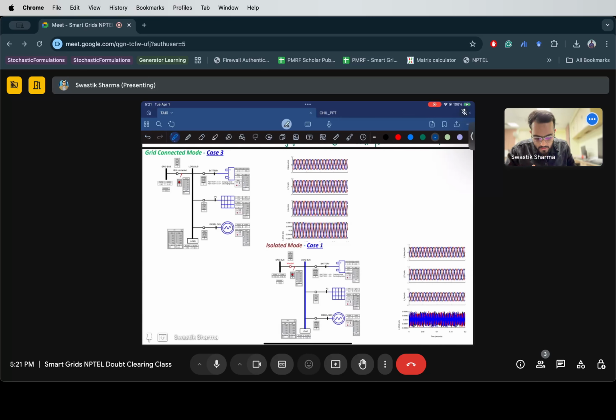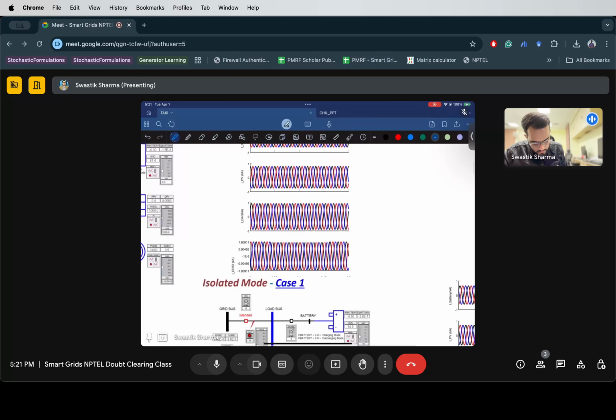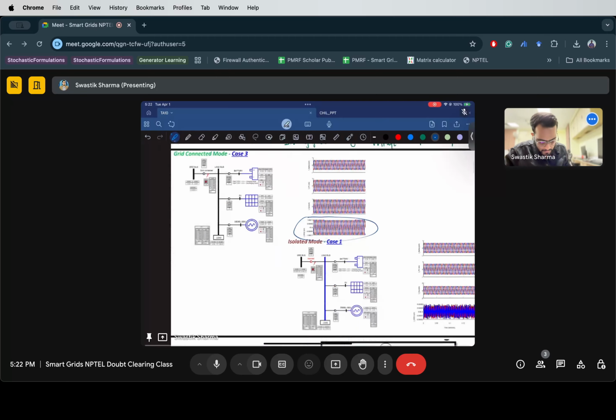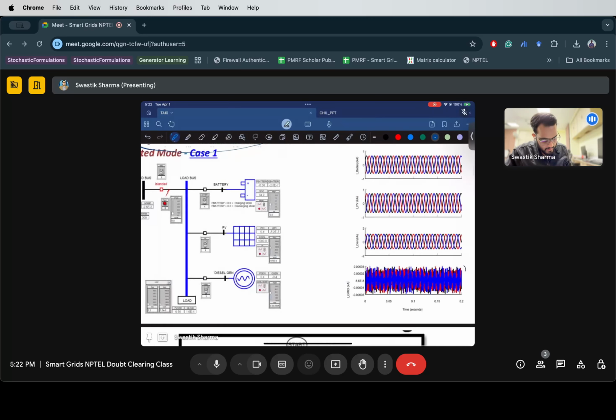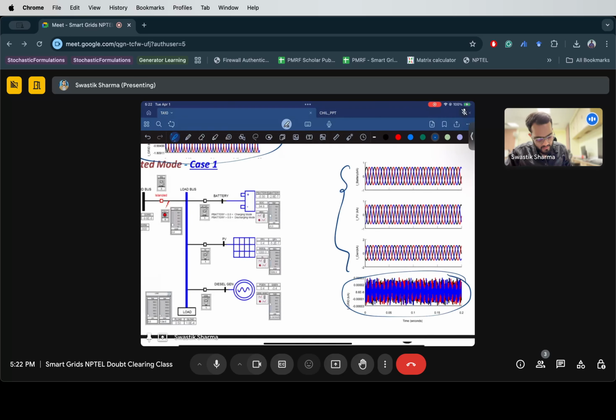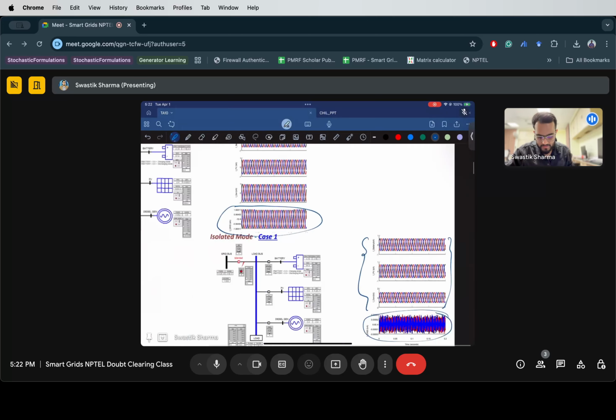But still, as you can see, when it is in grid connected mode, there is a grid current flowing, and this grid current component is purely sinusoidal. But when the AC microgrid switches to an isolated or islanded mode of operation, the grid current is minimal. As you can see, it's negligible. And the battery, the PV, and the generator are being used to supply the load that is connected to the microgrid side.